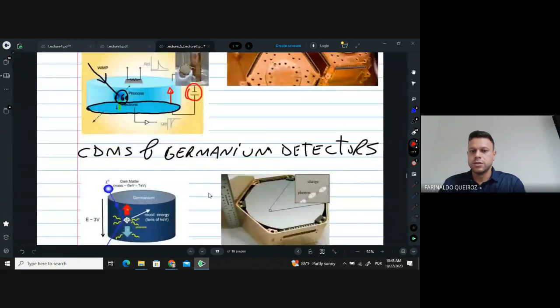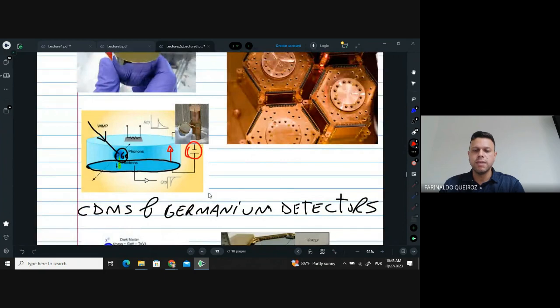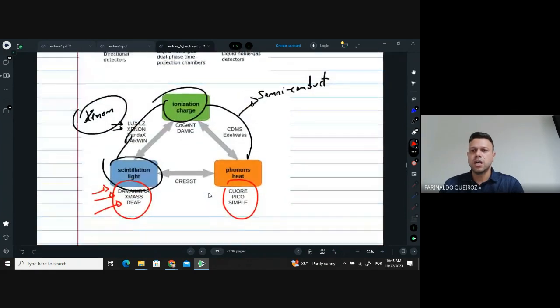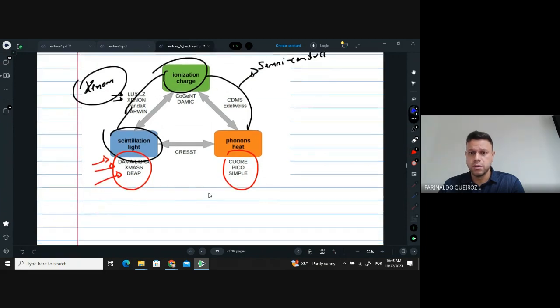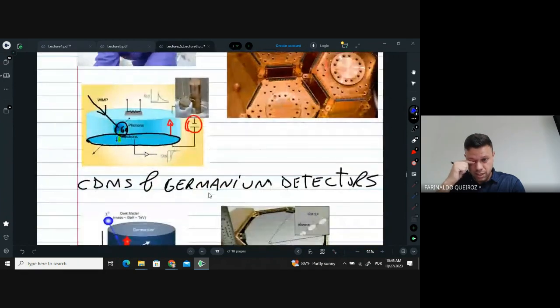So that's, for instance, detectors that rely on measuring the heat and the ionization, which are semiconductors such as CDMS, or SuperCDMS today, which is an upgraded version of the CDMS, the Cryogenic Dark Matter Search, and EDELWEISS. EDELWEISS, I think, is no longer operational. And that was in 2010. Okay, so far so good.